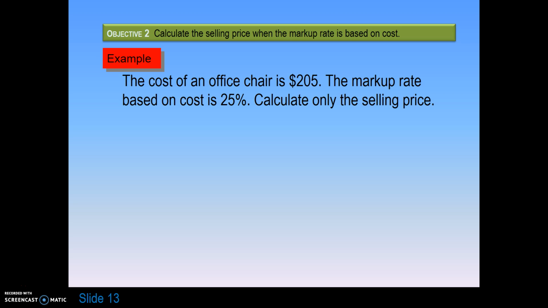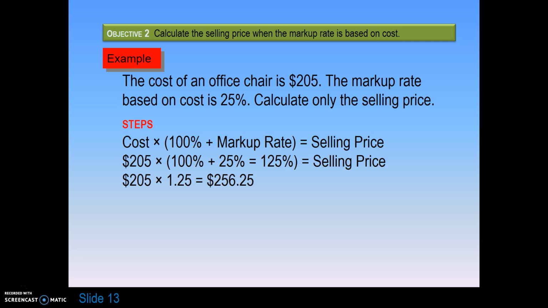Here's another example. The cost of an office chair is $205. The markup rate based on cost is 25%. Calculate only the selling price. This is just another example, so you could take cost times 100% plus markup rate and that equals your selling price. So 205 times 100% plus 25%, which is 125%, which if you put that in decimal format would be 1.25. So you take 205 times 1.25, which is 256.25.